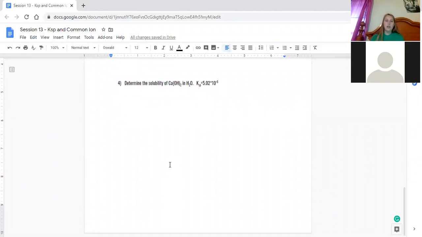Determine the solubility of Ca(OH)2 in H2O. The reason I did this one is because we frequently end up doing ones where for the KSP you just have a 1-to-1 ratio, so you don't have to worry about that much. But this time we're going to have not a 1-to-1 ratio, so that changes things a little bit. So we're going to do this.